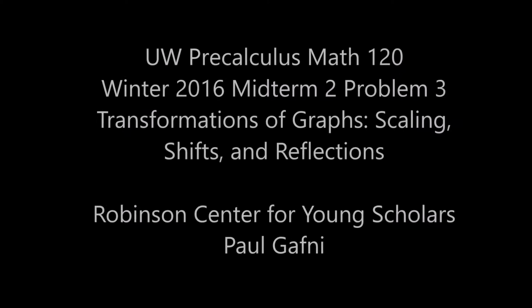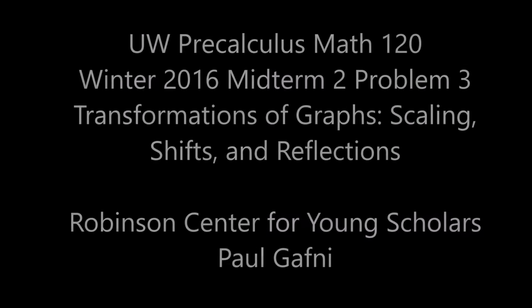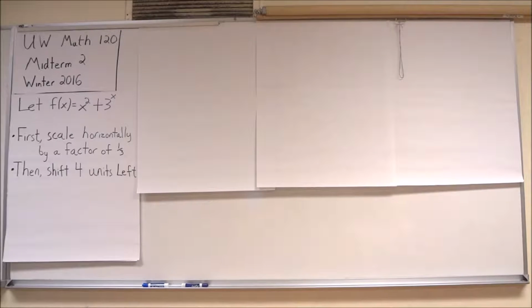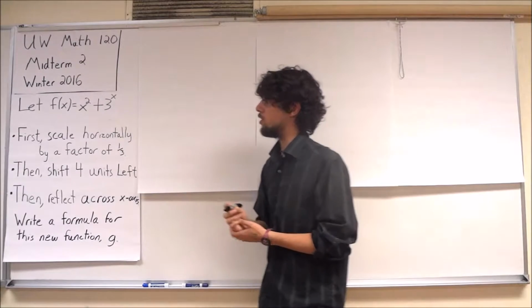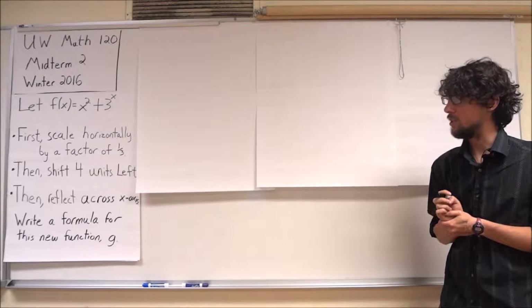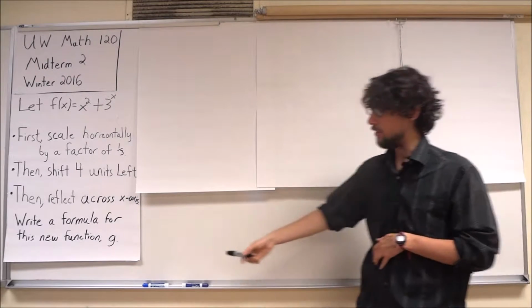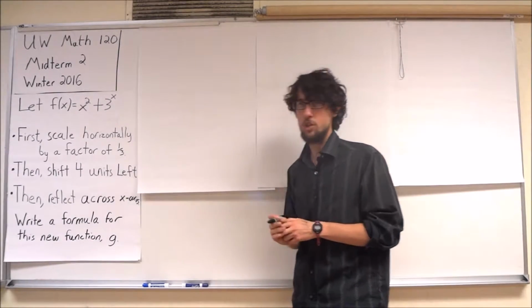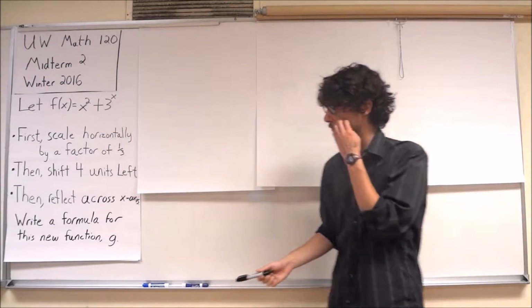Okay, so we're looking at the University of Washington's Math 120 pre-calculus. We're considering midterm 2, question number 3. We're given a function f of x equals x squared plus 3 to the x, and we're asked to consider some transformations of this function, and finally write a formula for a new function g after applying these 3 transformations.